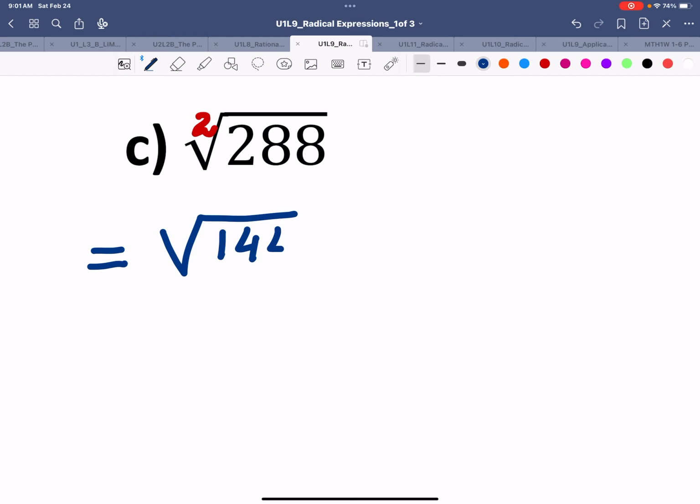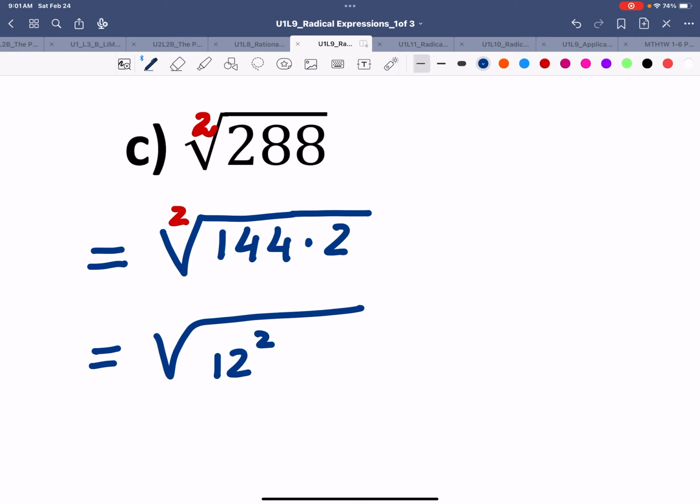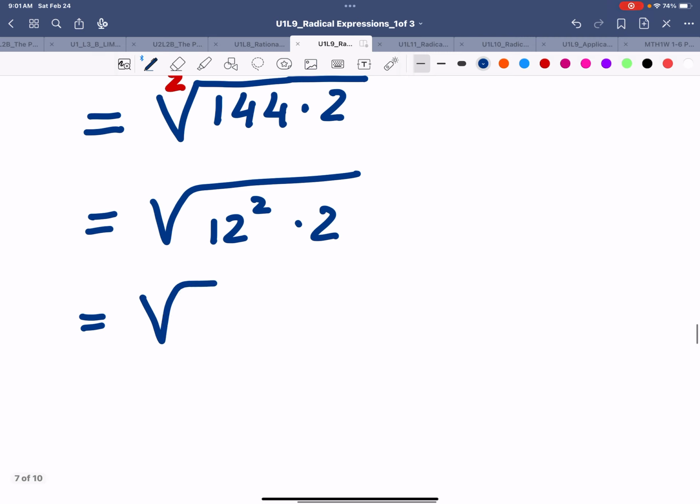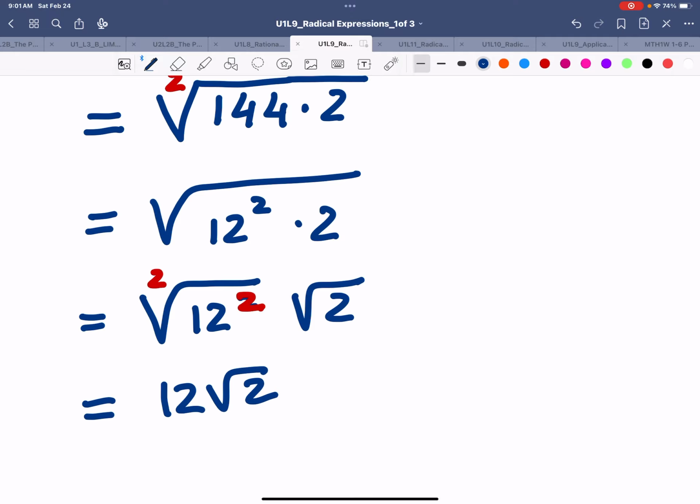So that would be the square root of 144 times 2. The square root of 144 is 12 squared, and we can split this up. We have 12 squared and 2. Remember, index 2 will simplify to give just 12. 12 root 2 is the answer.